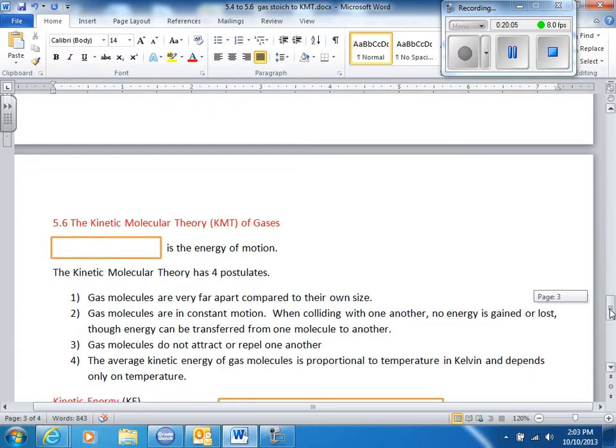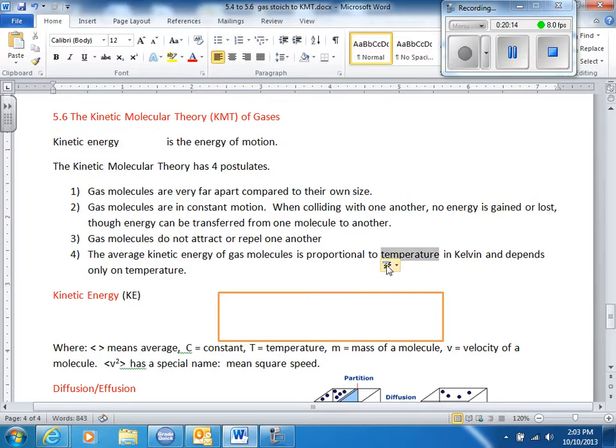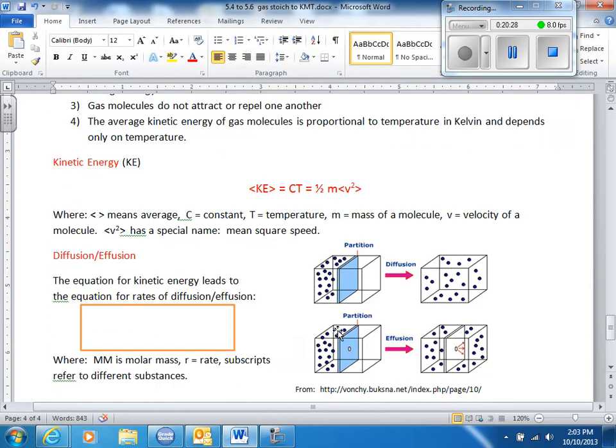All right, last thing for the day, kinetic molecular theory, also known as, when you hear me say KMT, I'm talking about the kinetic molecular theory of gases. Kinetic energy is the energy of motion, and when you hear kinetic, you should think movement. Kinetic molecular theory has 4 postulates. They're all listed for you here. And we have an equation for kinetic energy. And I've told you right here what all these things mean.